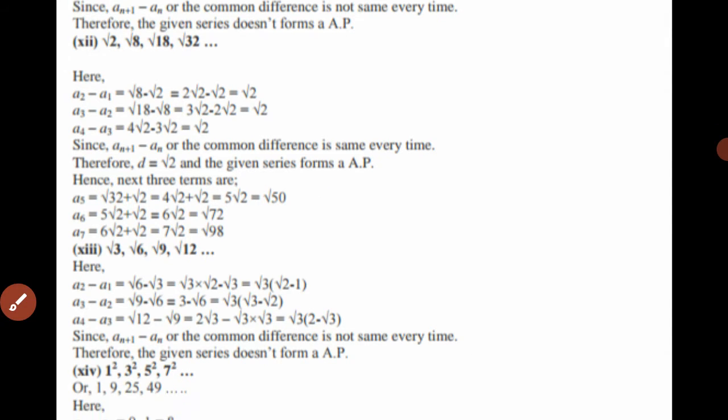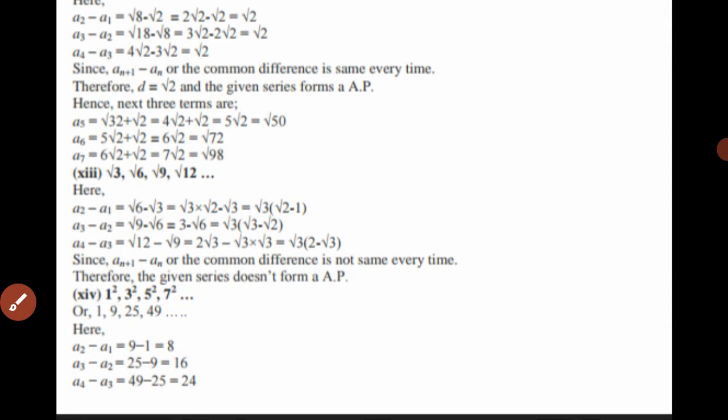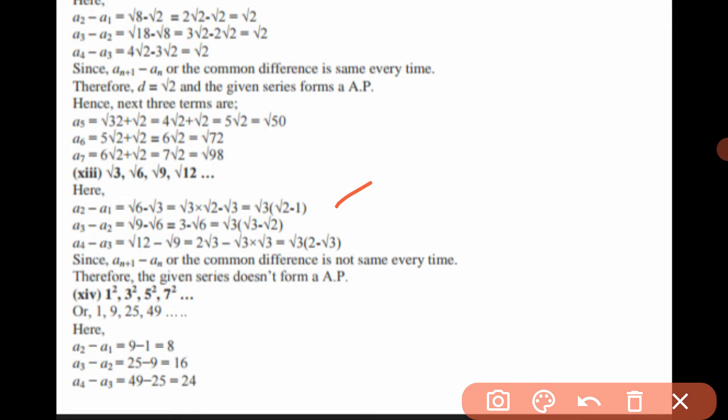Now in the 13th part we have given root 3, root 6, root 9 and root 12. Here a2 minus a1 is root 3 times root 2 minus 1, then a3 minus a2 is root 3 minus root 2 and a4 minus a3 is root 3 times 2 minus root 3. It means the common difference is not the same. If the common difference is not the same then it will not form an AP.